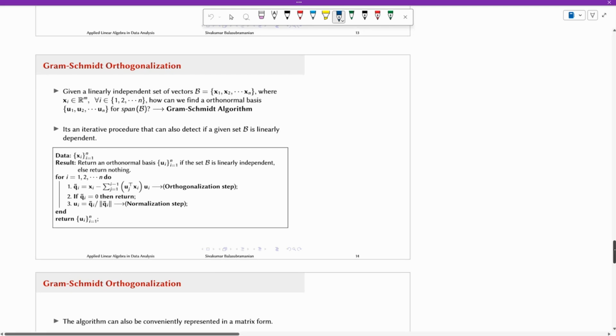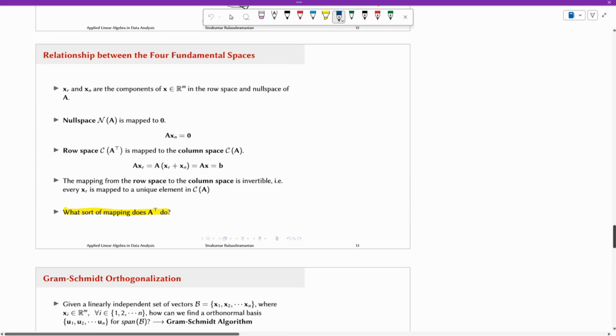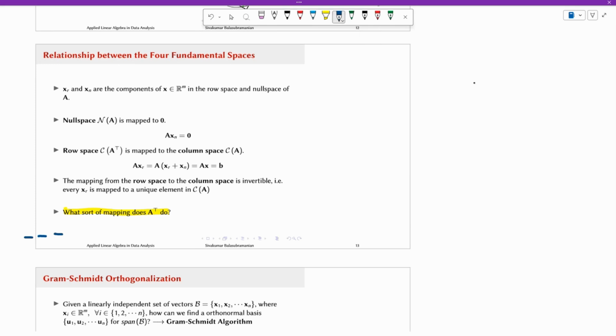So yesterday we discussed, and we stopped after taking another look at the four fundamental subspaces, right? And we found that they were in fact orthogonal complements. Okay.